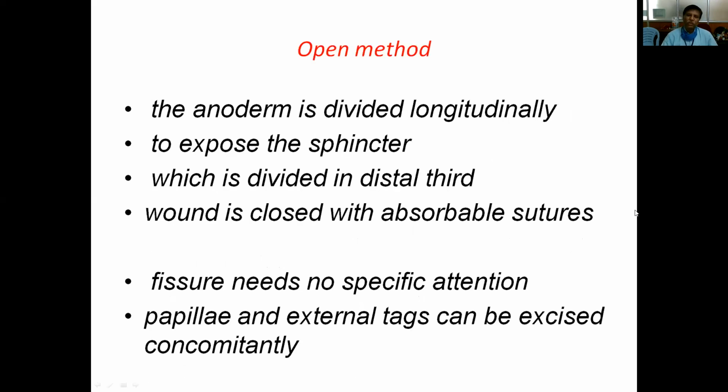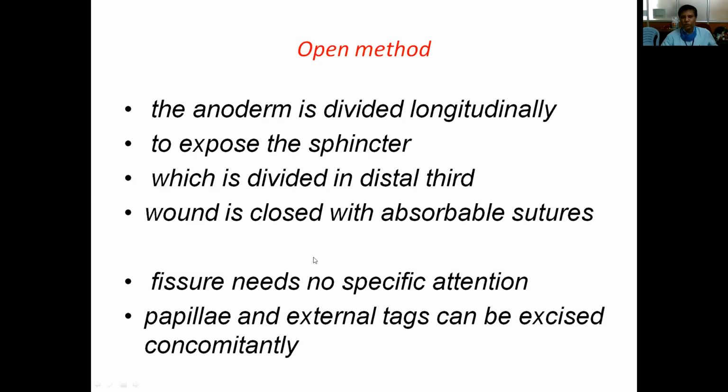Or you can do it by open method. Here, the anoderm is divided longitudinally in the lumen of the anal canal. You identify and separate the internal sphincter muscle, divide the sphincter, then close the wound with absorbable suture. Here, the muscle is exposed by an incision in the skin. Under vision, the muscle is identified and separated, and the muscle is divided. The wound is closed. So either way, open method is very simple, closed method is simple, and you can do the open method also.